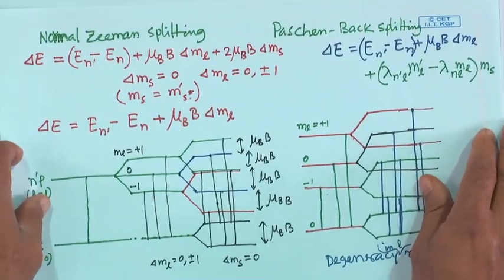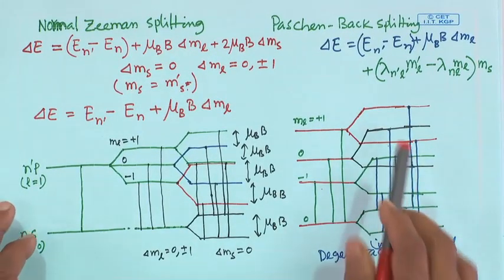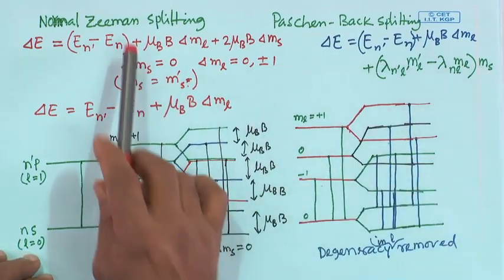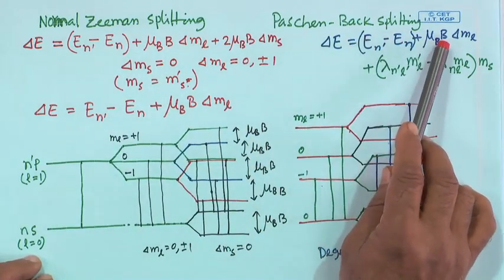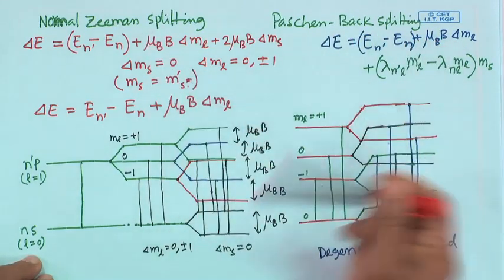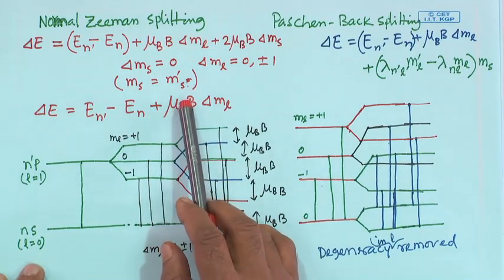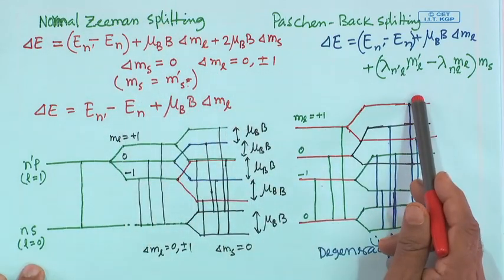So, we will continue our discussion on the Paschen-Back splitting. Paschen-Back splitting is for an intermediate magnetic field. If I compare the normal Zeeman effect and the Paschen-Back Zeeman effect, here I have compared the splitting of the spectral lines in the case of the normal Zeeman effect and the other one, the Paschen-Back effect.